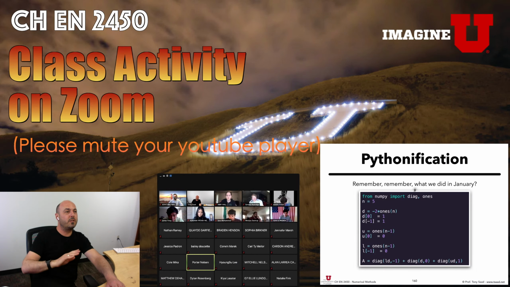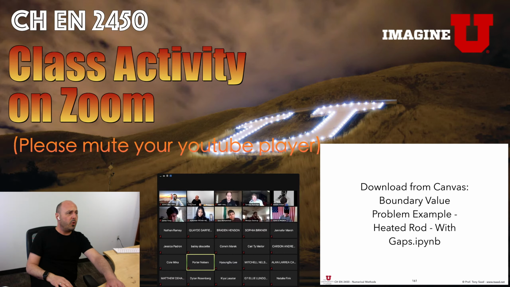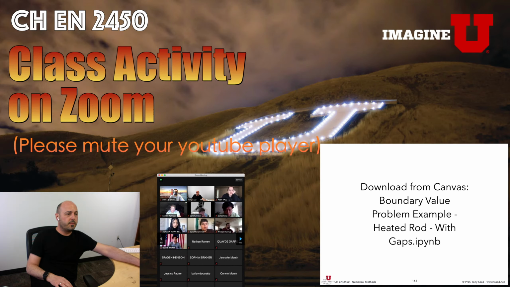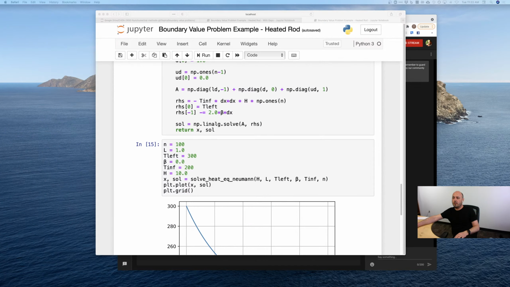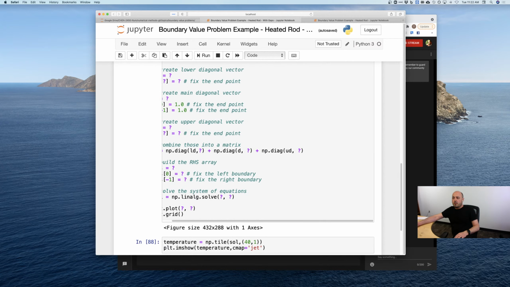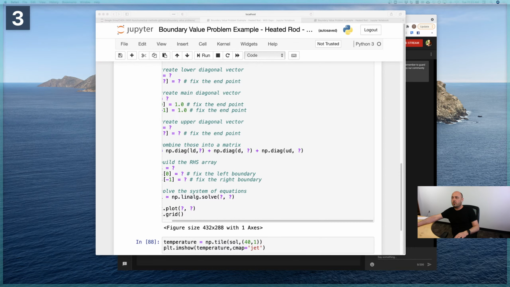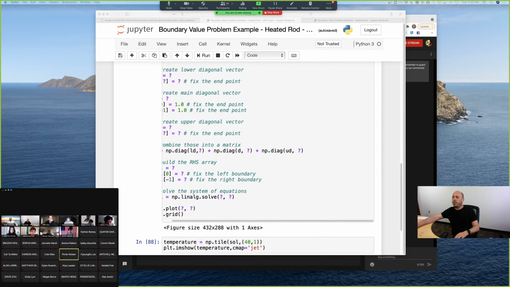Remember all of this? We did all of this. Now, we're going to try to do it again. Go ahead and download the boundary value problem example, heated rod with gaps, from your modules. And we'll do this real quick. We're going to do a coding activity over here. Okay, so I'll share the screen again with you. Now continue focusing with me on Zoom.